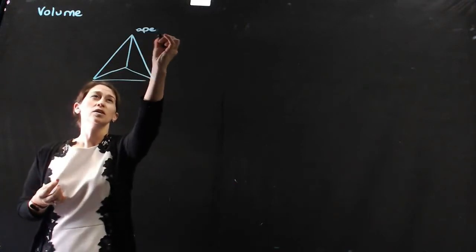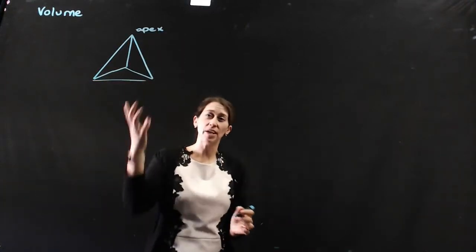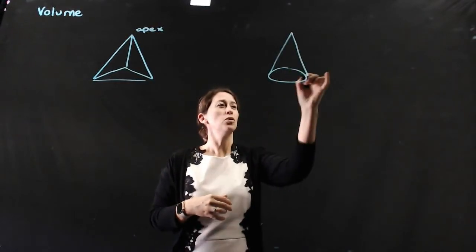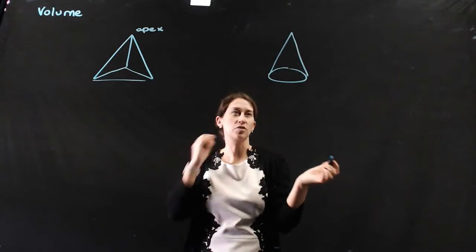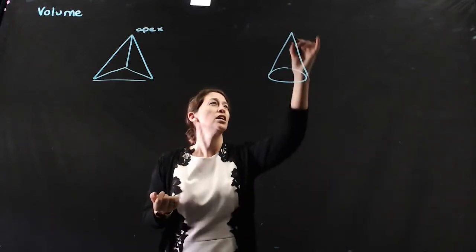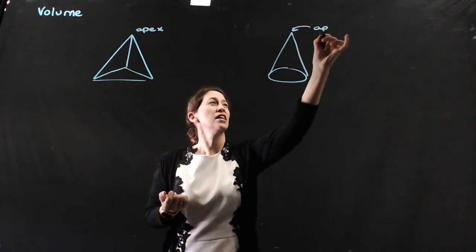A cone is a very similar shape, only the base is circular, like a hat or something like that. You've seen the cone hats before, or cones that you get on the road. Again, it has an apex at the top.